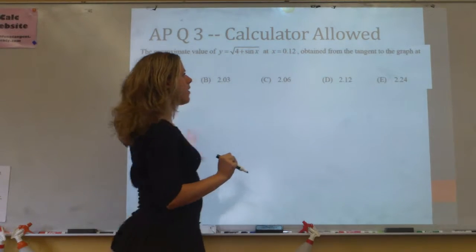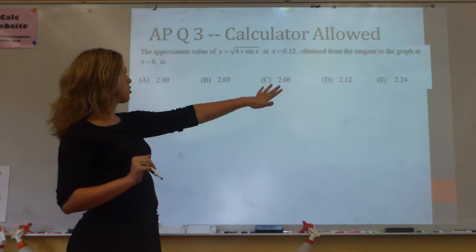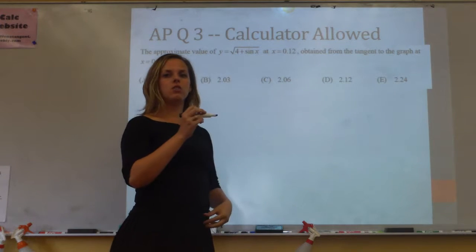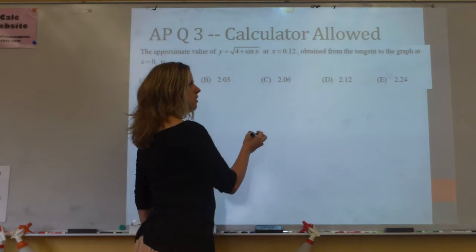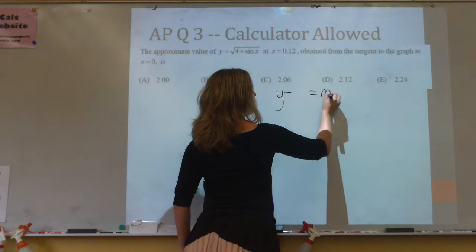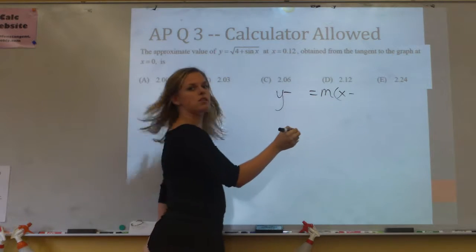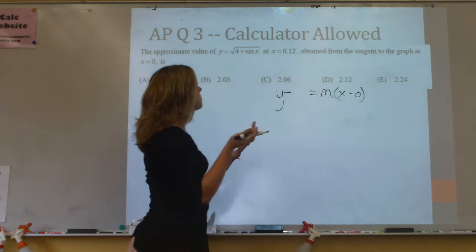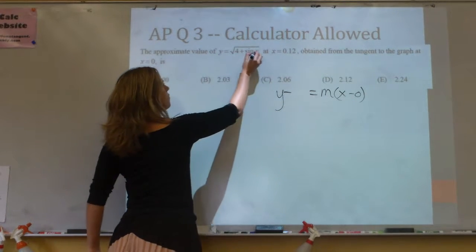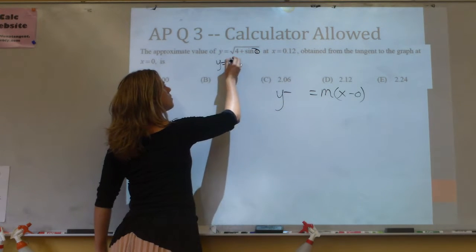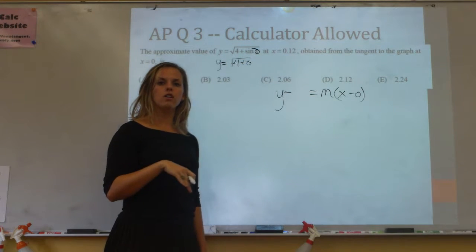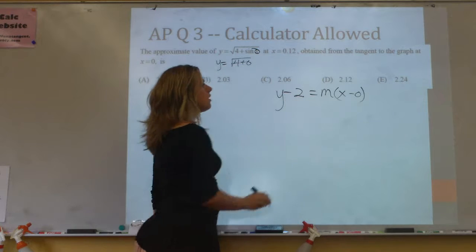So we had the graph and the idea, but let's actually write the equation of the tangent line at 0, and then we'll use that line to approximate it at 0.12. So the tangent line: y minus y1 equals m times x minus x1, where x1 is 0. We could also just put nothing, clearly. And then to find the y1, you substitute in here. If you substitute in 0, you get y equals the square root of 4 plus sine 0. Sine 0 is 0. The square root of 4 is 2, so my y1 is 2.